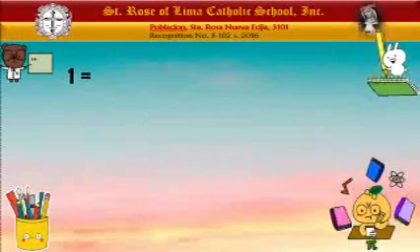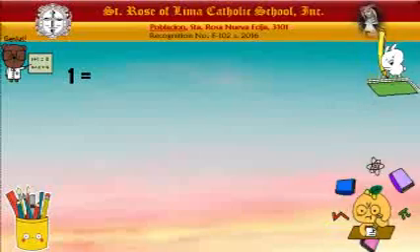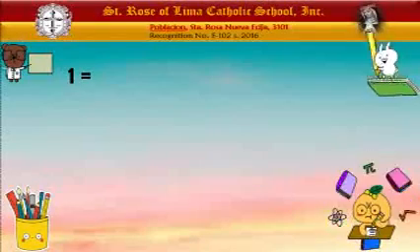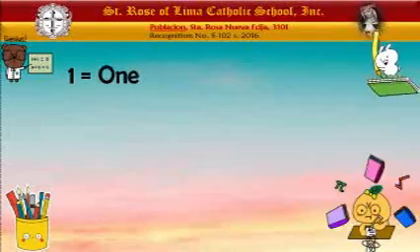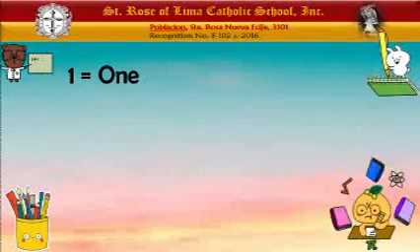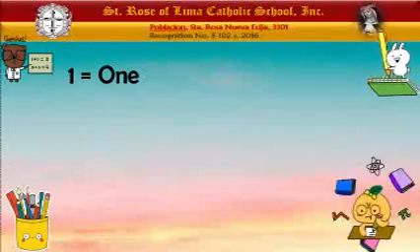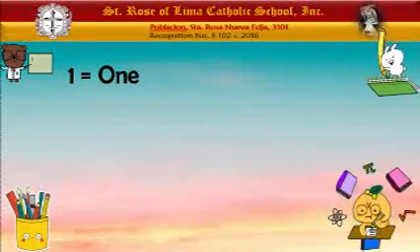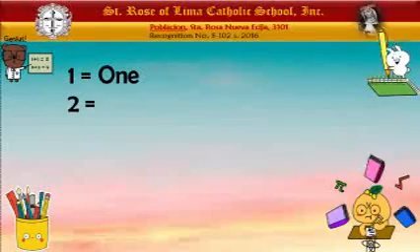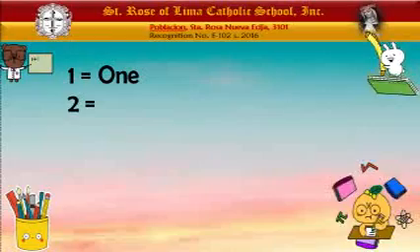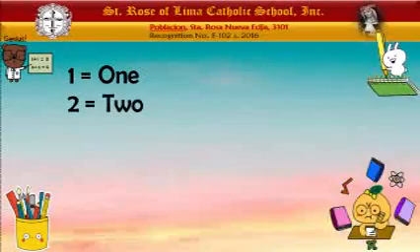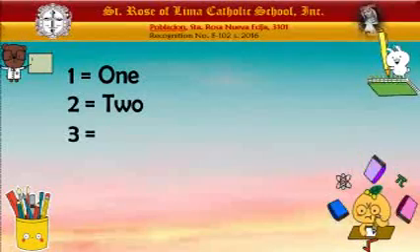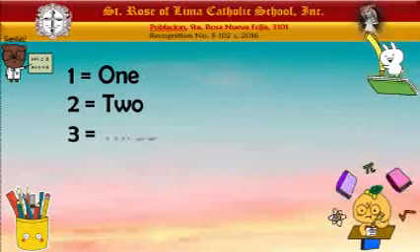First is this one. Can you identify this number? This is number 1. So how are we going to write number 1 in words? This is the spelling of 1. We have O-N-E. Again, the spelling of 1 is O-N-E. Next one, we have number 2. And the spelling of 2 is T-W-O. Next one, we have 3.